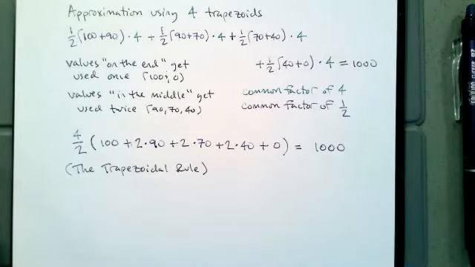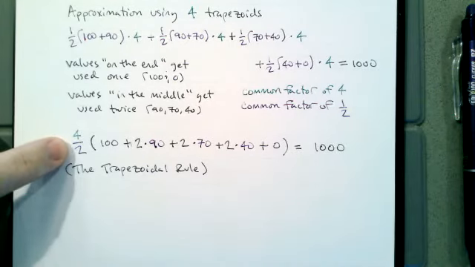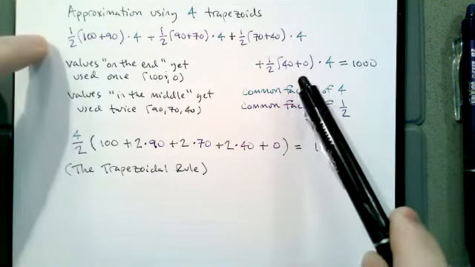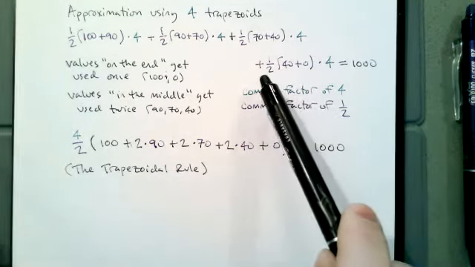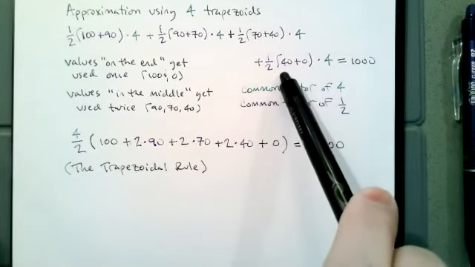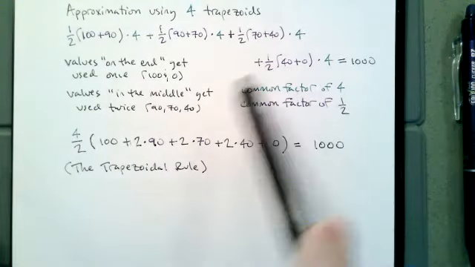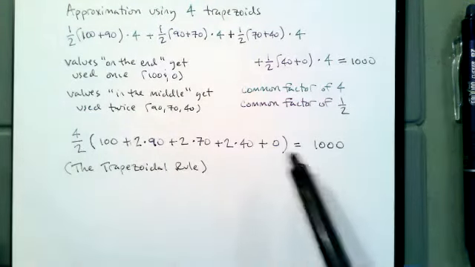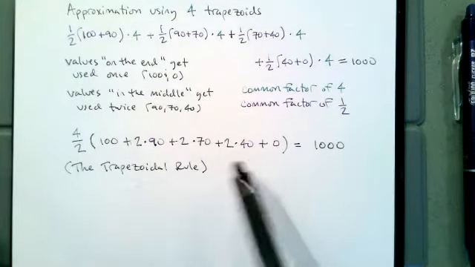In general, what's happening is we take the delta x and divide it by 2. This dividing by 2 comes from the fact that we're finding trapezoids and finding areas of trapezoids. And to find the area of a trapezoid, you average the 2 bases of the trapezoid. So there's the delta x divided by 2, and then we're adding up 1 copy of the values on the end and 2 copies of all the values in the middle.